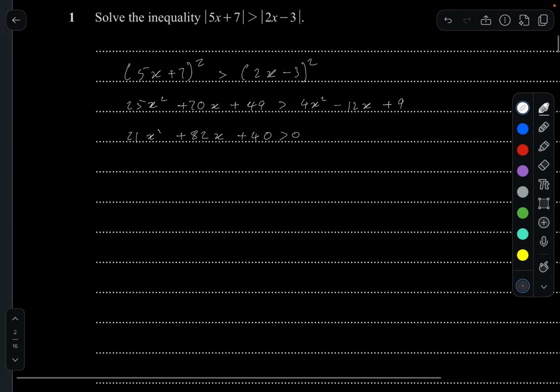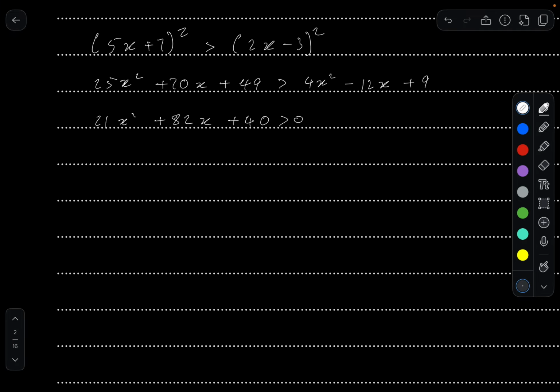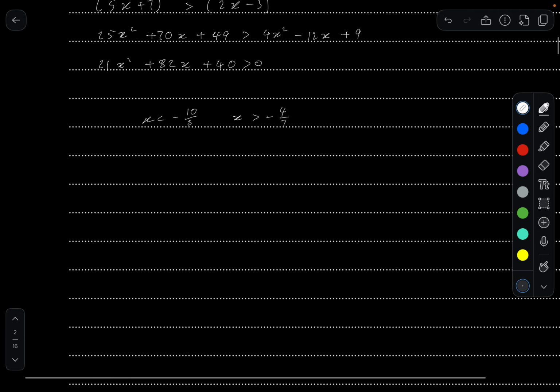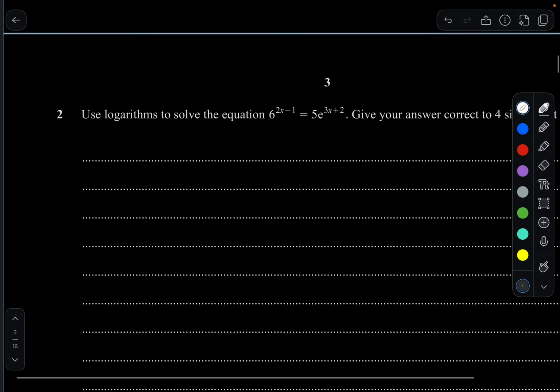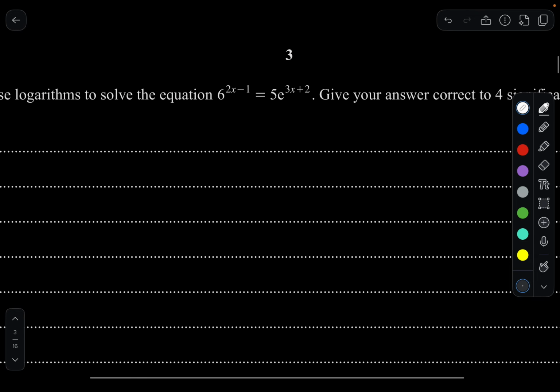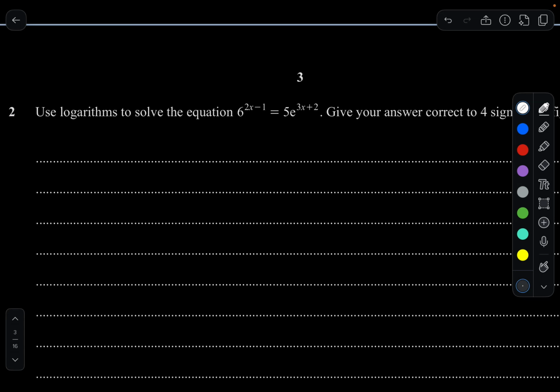So the answer you will get from this is x is less than negative 10 over 3, and then x is greater than negative 4 over 7. So that's what you get from there. And now you move on to this one. This is the one most of you lost marks in.